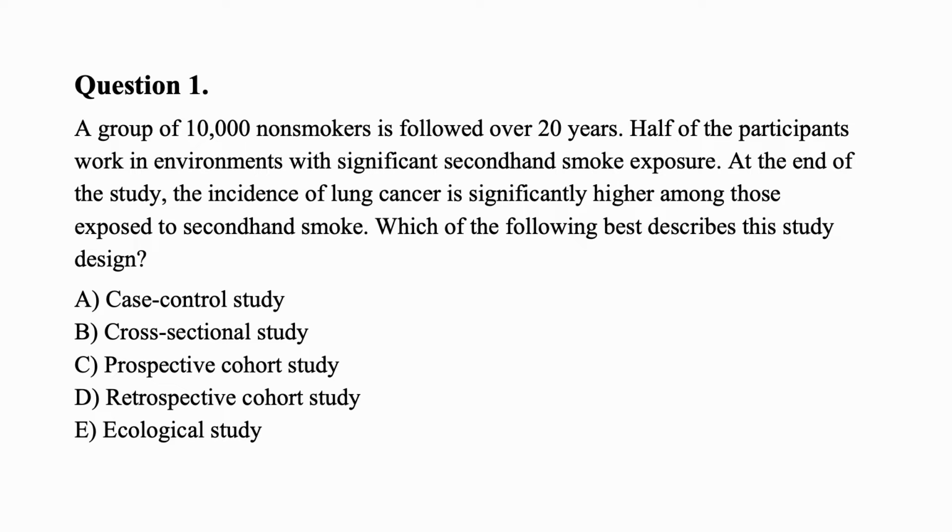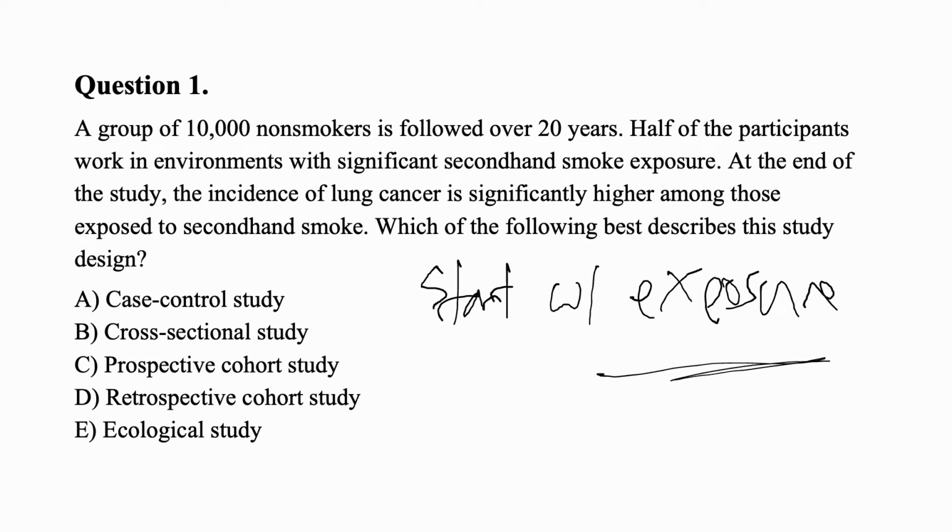Question number 1: a group of 10,000 non-smokers is followed over 20 years, and half the participants work in environments with significant secondhand smoke exposure. So you're starting off with the exposure. So already, we kind of know this is likely a cohort study. At the end of the study, the incidence of lung cancer is significantly higher in those exposed to secondhand smoke. Which of the following best describes this study type?